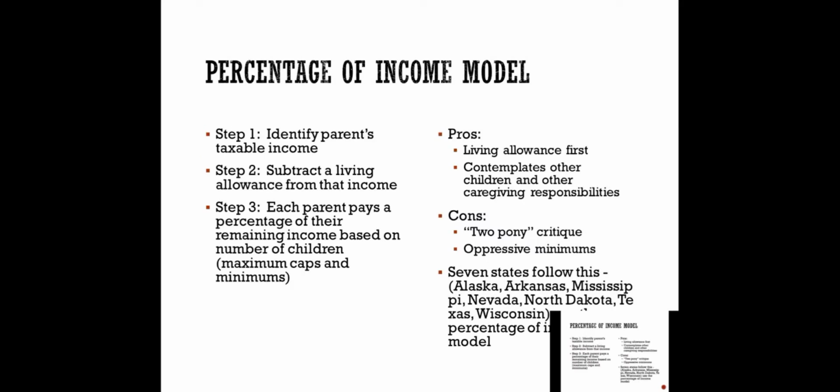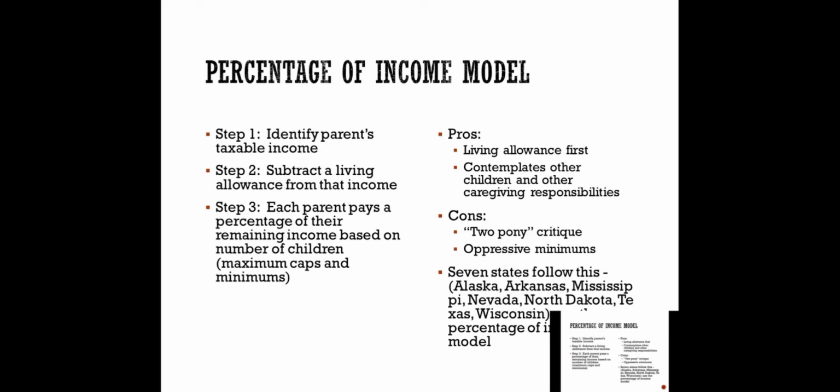In contrast, I have demonstrated the income shares model. Just note for a brief moment the percentage of income model, particularly looking at the difference of marital parentage and non-marital parentage. In contrast, the percentage of income model is adopted in 7 states, and these 7 states start by identifying each parent's taxable income. Then they subtract from that a living allowance to say, hey, before you put a roof over the head of your child, you might need a roof over your own head. And so each parent then is treated individually.